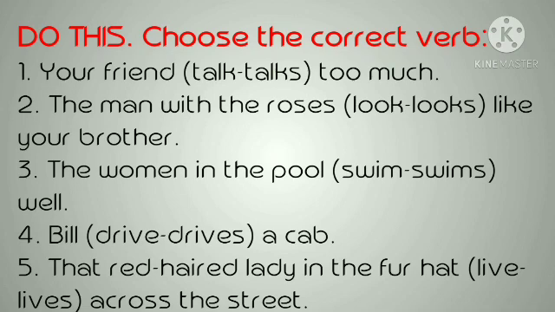Now, do this. Choose the correct verb. Number 1. Your friend talks too much. 2. The man with the rose looks like your brother. 3. The women in the pool swims well. 4. Bill drives a cab. 5. That red-haired lady in the fur hat lives across the street.